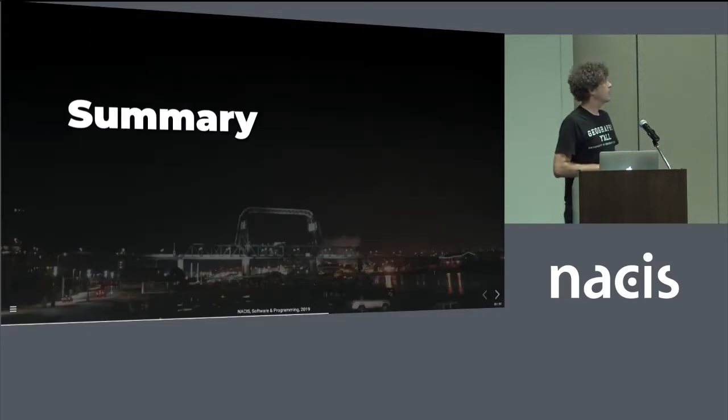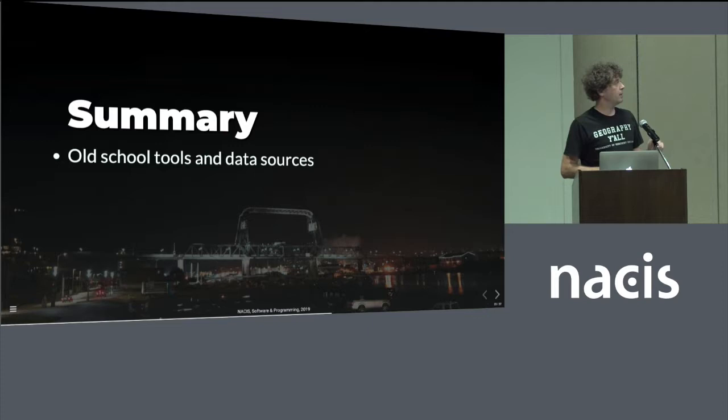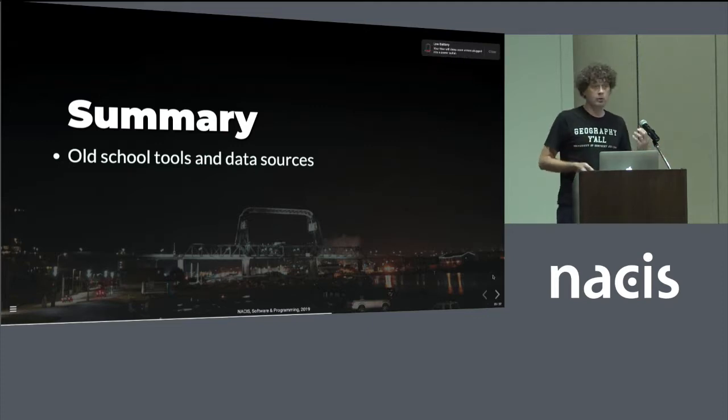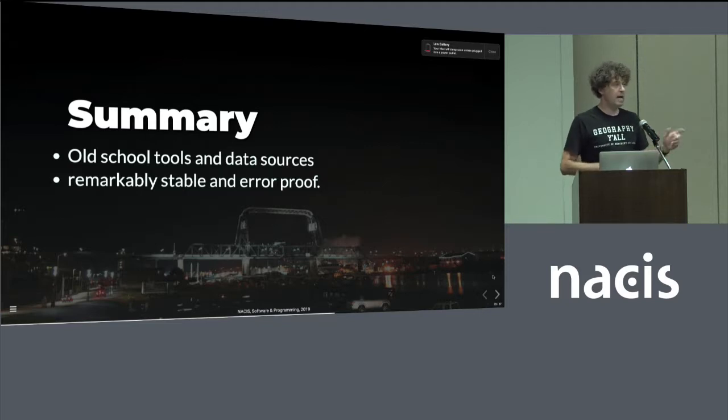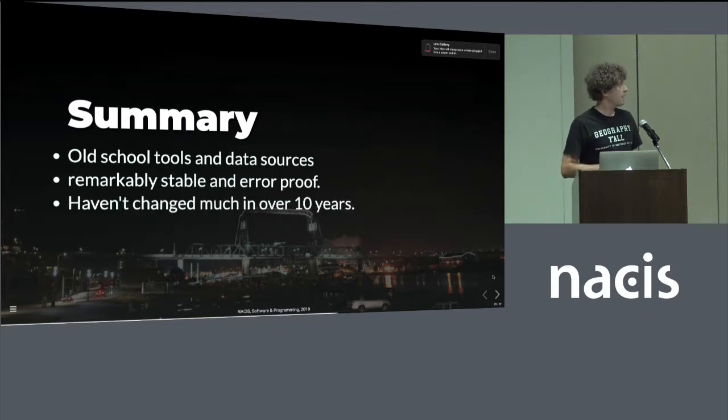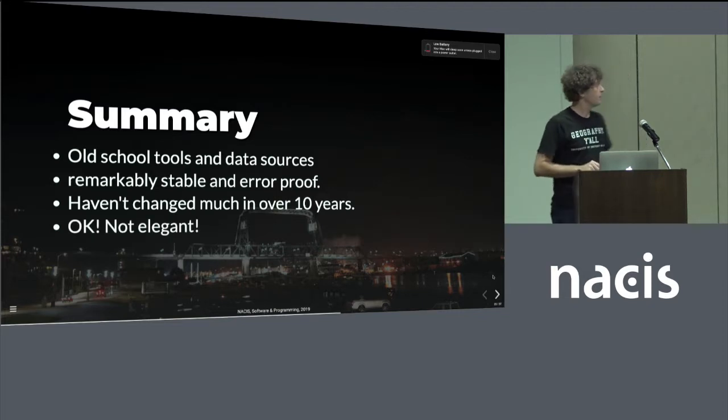So, okay, so the summary from that I want to bring up is that these are old school tools, and the data sources are pretty old in the sense that they don't change much, but they're remarkably stable and error proof, right? These, the ImageMagick, the command line tools, they really haven't had a problem, and I've had this up for 10 years, and I've only had a couple changes that I've had to make. But it's not elegant, for instance.